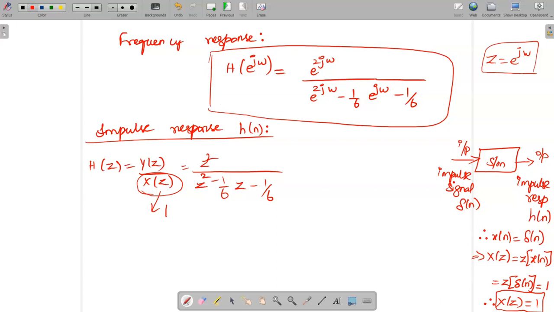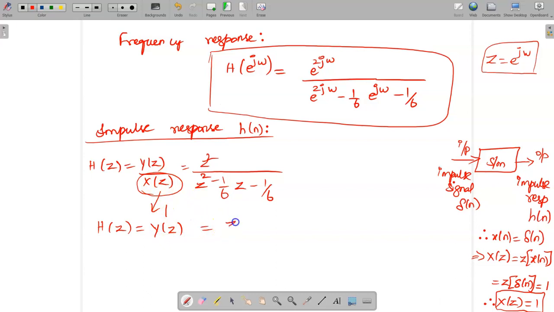Suppose for step response, x of n is u of n, so X of z is z by z minus 1. In that way you can simply memorize, but this is what we have done behind that. So wherever we have X of z, just replace it with 1. So what happens? This whole equation again becomes H of z is nothing but Y of z.